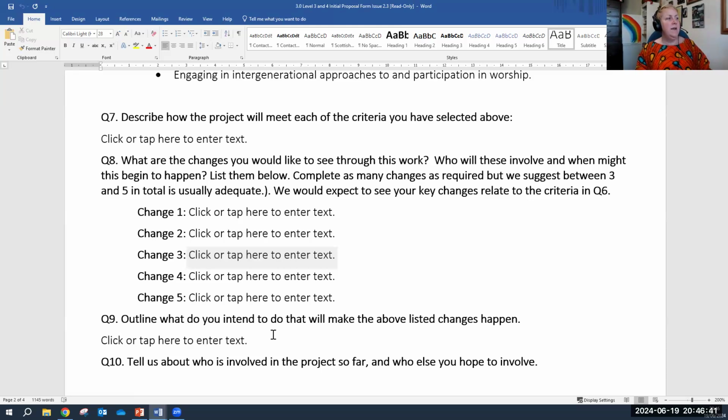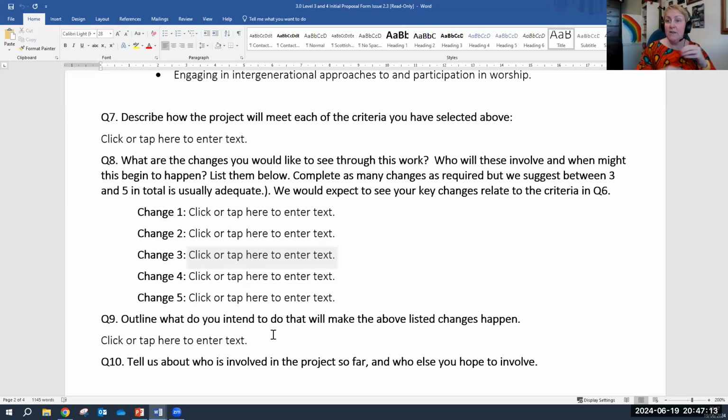And then question 9, outline what do you intend to do that will make the above listed changes happen. So here, this is probably going to be the chunkiest bit of the form. This is probably going to be quite long, obviously, depending on how many changes that you've chosen to write down. But we would like you to outline the work, the activities, the things you're going to do that make that change happen. Now, there'll be overlap.